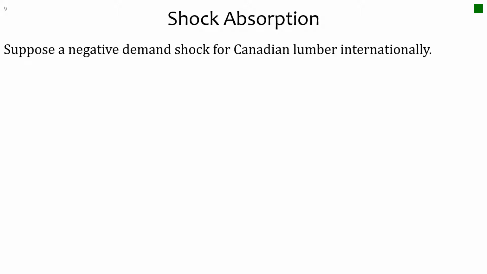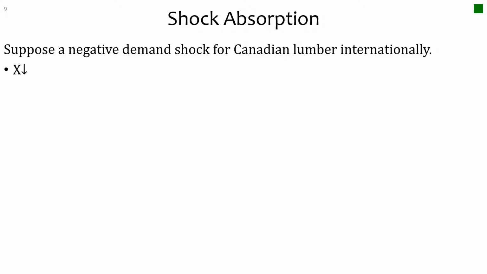So if you remember, we had two major types of exchange rate policy. One of them was flexible exchange rate and one of them was fixed exchange rate. So let's look at an example. Suppose a negative demand shock for Canadian lumber internationally. A very good example of this would be a housing market crash in the States, kind of like what happened in 2008. To make homes in the States, they need lumber, and Canada is a big exporter of lumber, right? So if that happens, there's going to be less demand for our lumber.